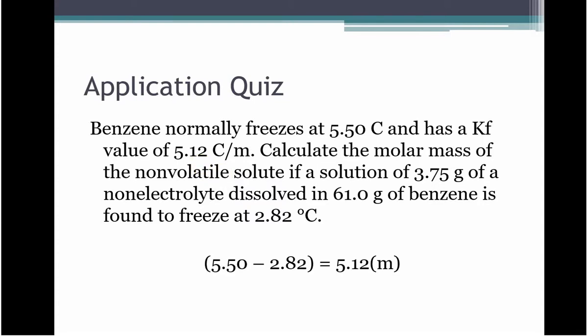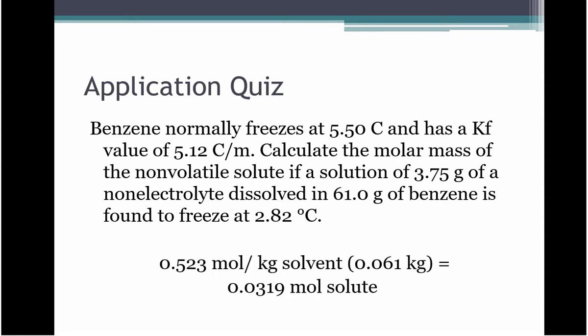We can quickly rearrange that to solve for the molality. And you should get 0.523, but that is molality. That means it's moles of solute per kilogram solvent. And so to change to moles solute, you need to multiply by kilograms of solvent, which would be the kilograms of benzene.